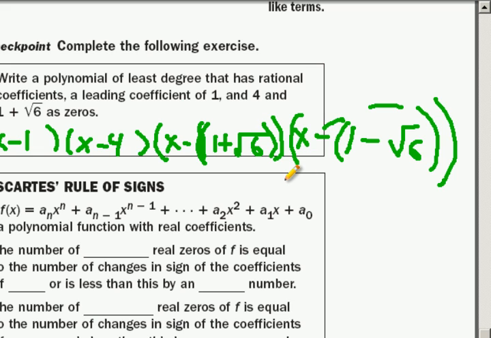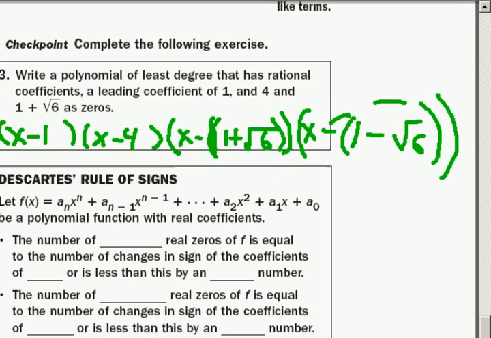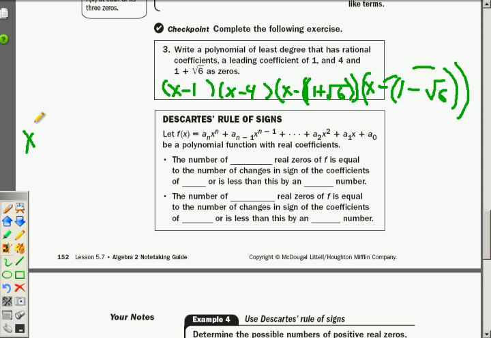Now, your final answer should be, if you do all your FOILing correctly, x to the third minus 6x squared plus 3x plus 20. If you do everything right, that's what you should get.